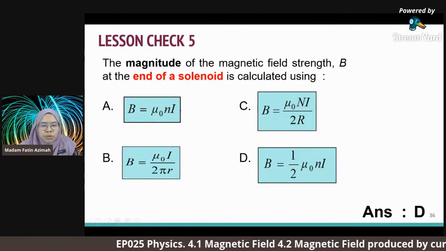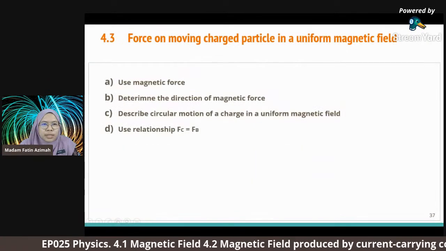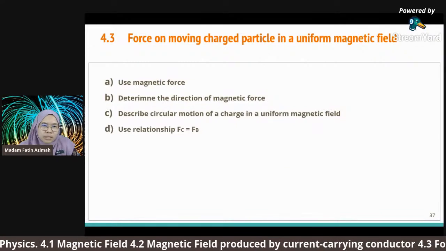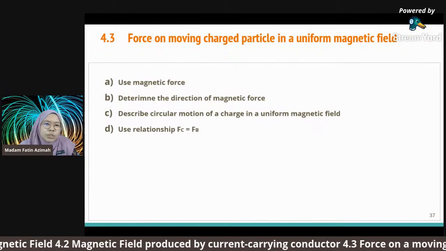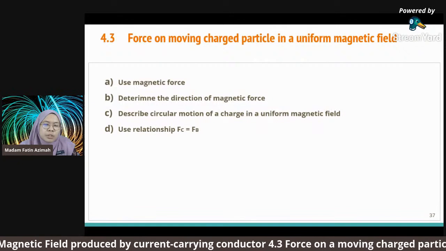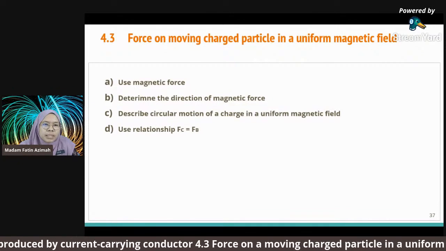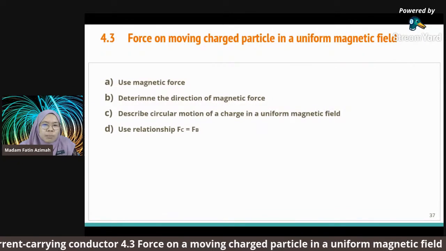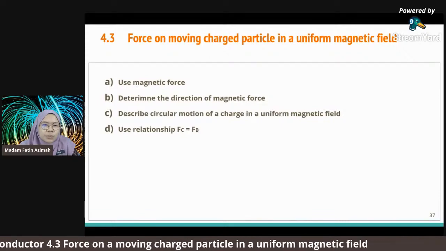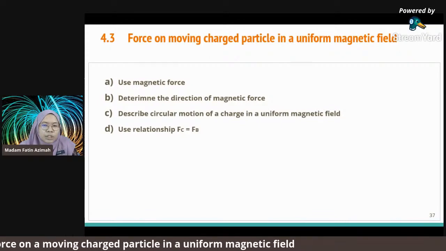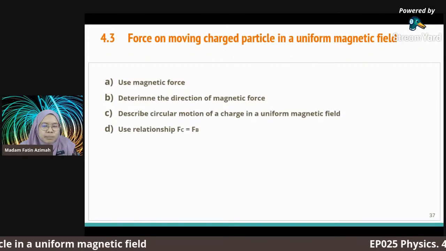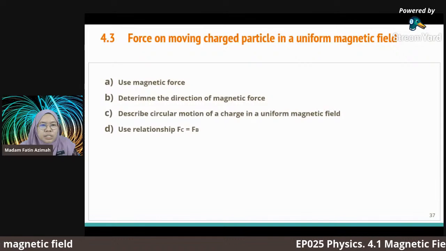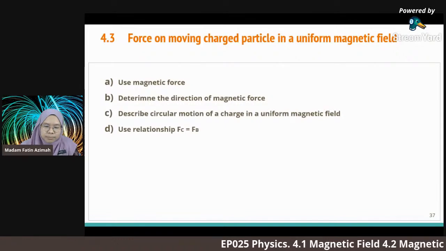So we move on to the last subtopic for today, 4.3. The learning outcomes are to use the magnetic force formula, determine the directions of magnetic force, describe circular motion of a charge in a uniform magnetic field, and then use the relationship, centripetal force equals the magnetic force.